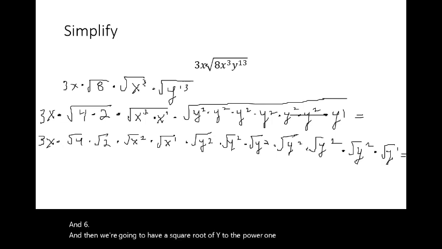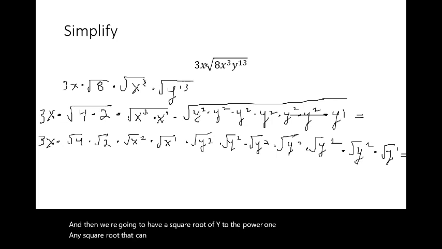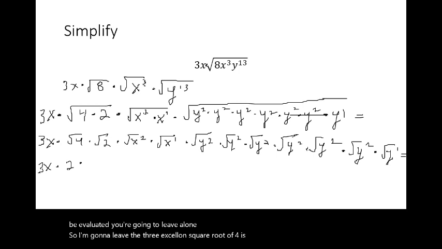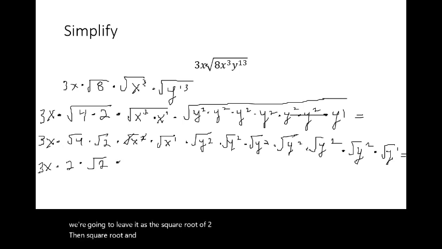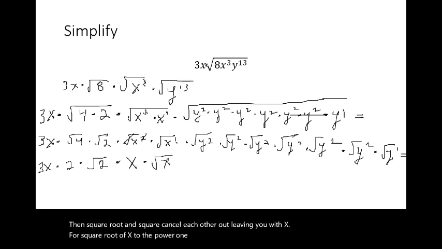Any square root that can be evaluated, you're going to evaluate, and any square root that cannot be evaluated, you're going to leave alone. So I'm going to leave the 3x alone. Square root of 4 is 2. Square root of 2 cannot simplify, so we're going to leave it as the square root of 2. Then square root and square cancel each other out, leaving you with x. For square root of x to the power 1, since 1 is lower than 2, this cannot simplify, so we're going to leave it as the square root of x.